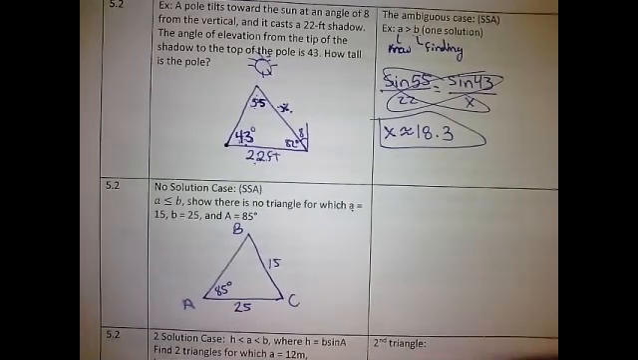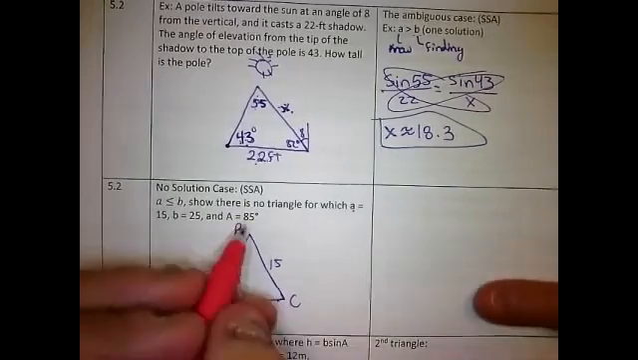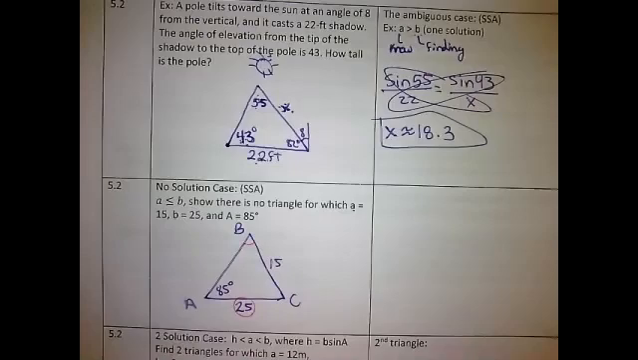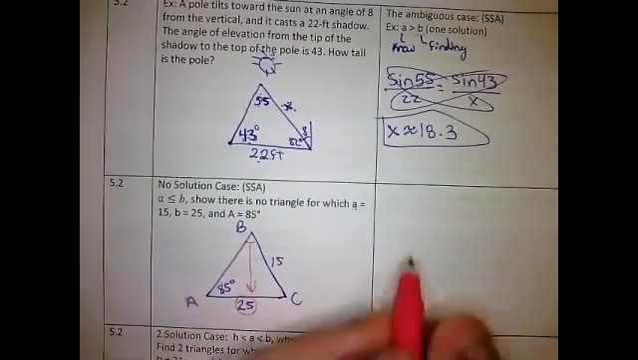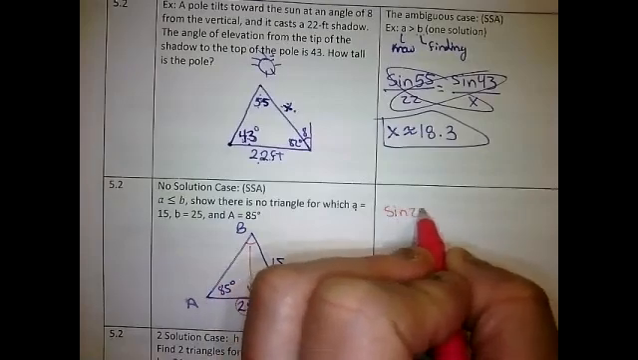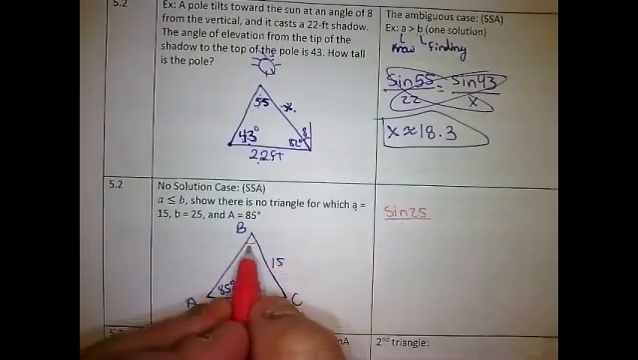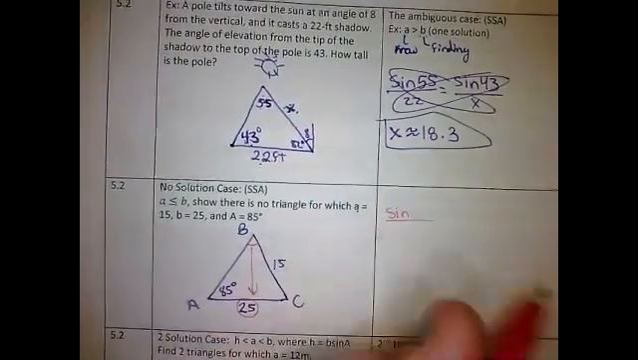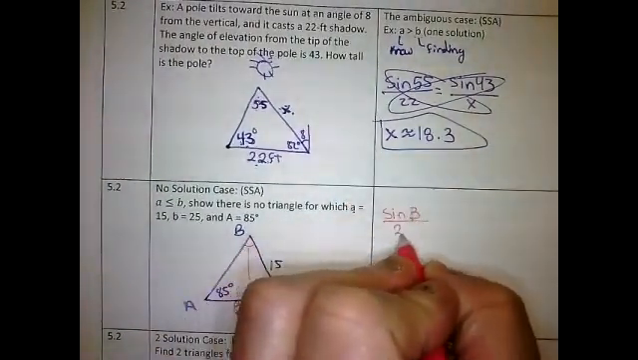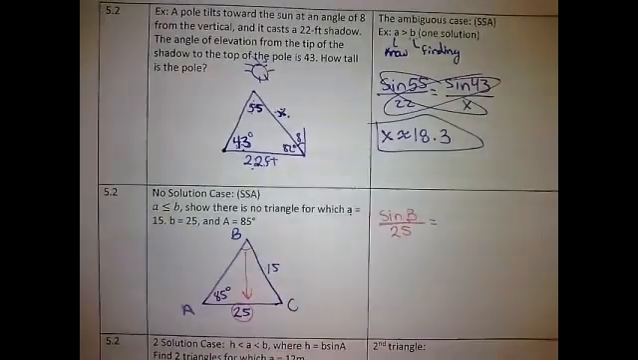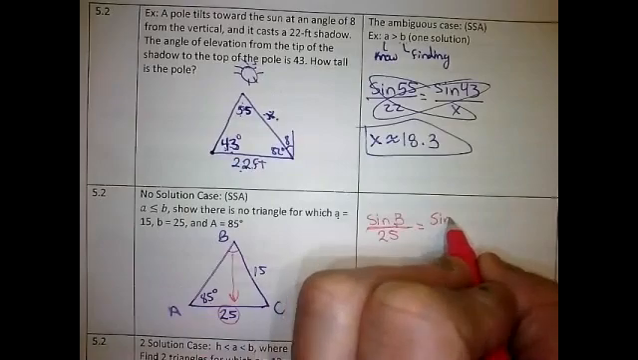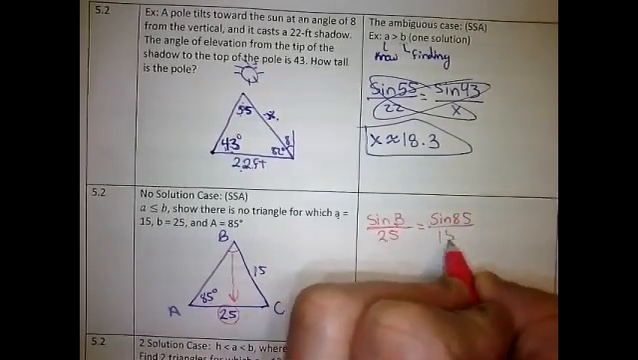I could use law of cosines, but I don't have to. I can actually find this angle measure because I know the side opposite it. So I'm going to use sine of B over 25 equals sine of 85 over 15. I start doing this too fast and then I start talking and writing at the same time.